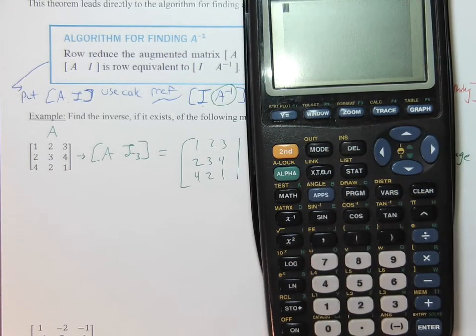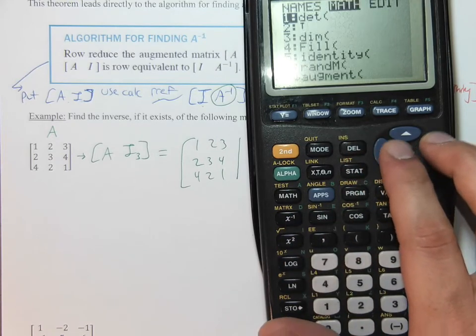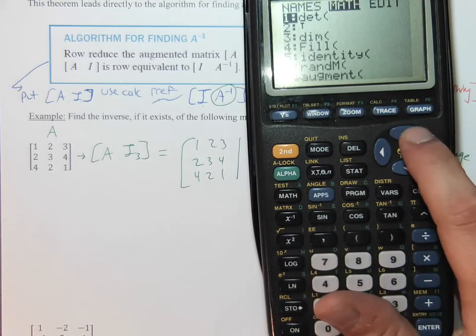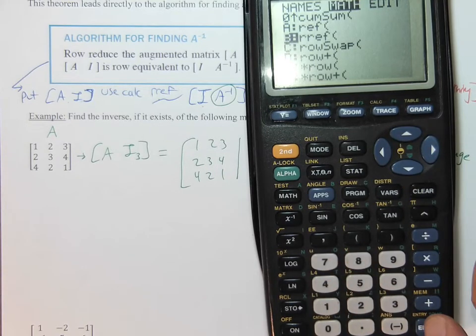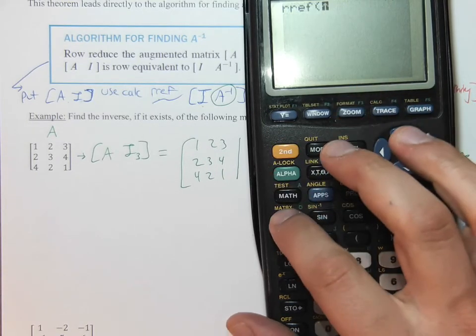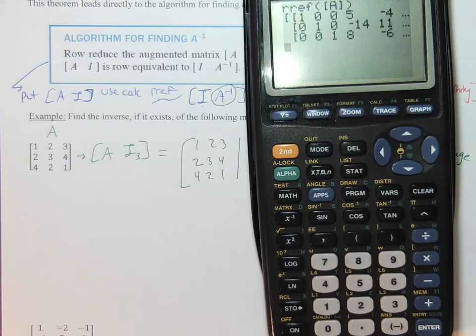I'm going to clear out the home screen. Okay, we want to go to matrix. We're going to row reduce. You go all the way to the bottom. The easiest way is to press up to get to the bottom. We're going to RREF. What are we going to RREF? We're going to RREF matrix A. Right, close the bracket, hit enter, and it did it.